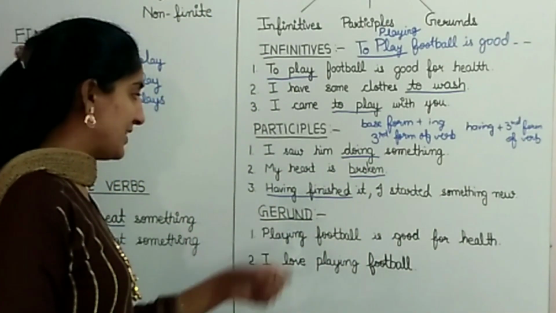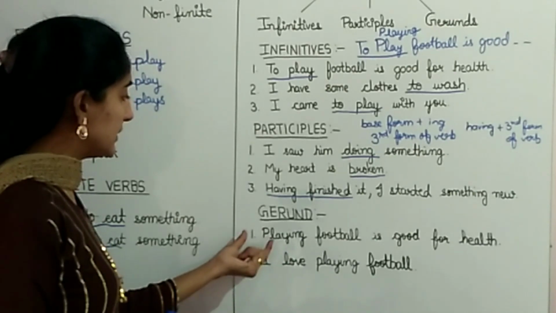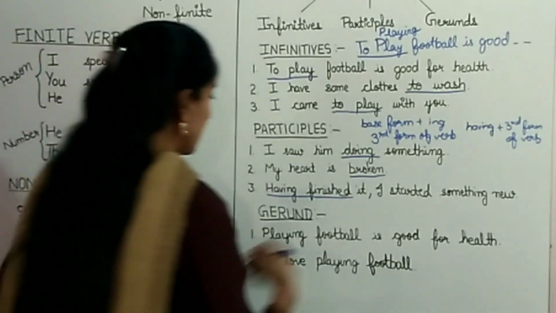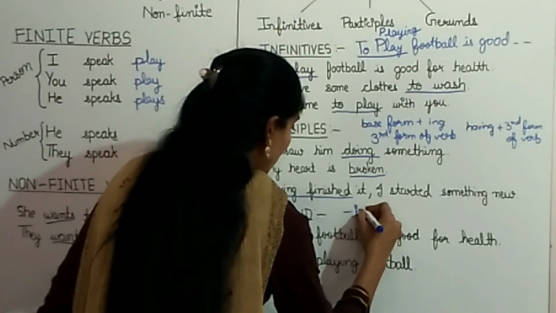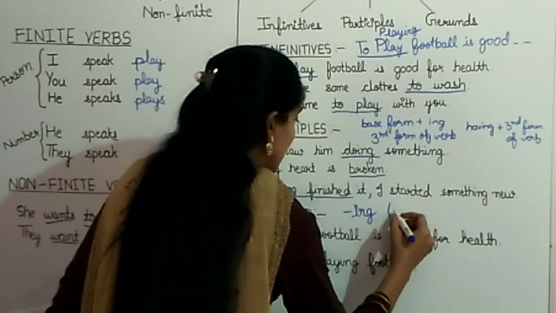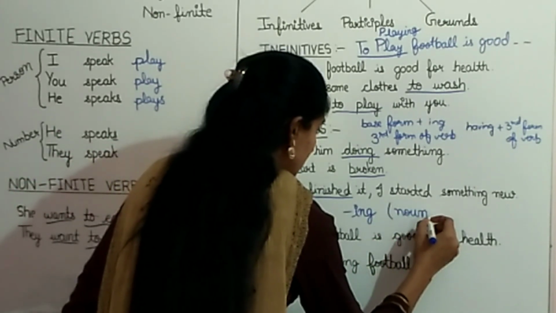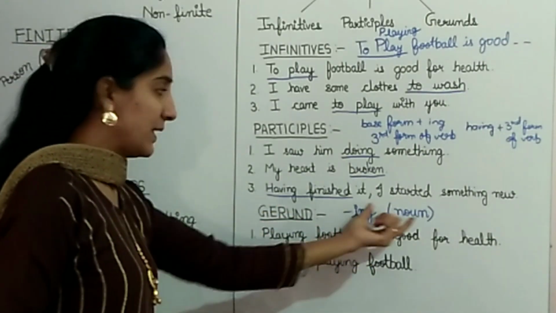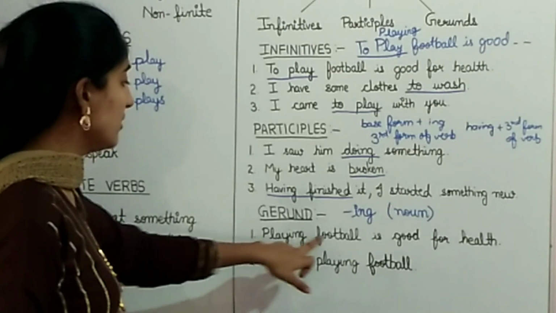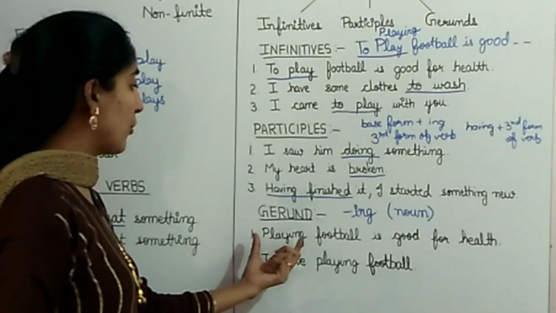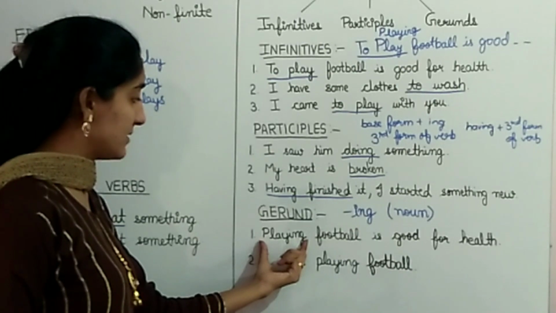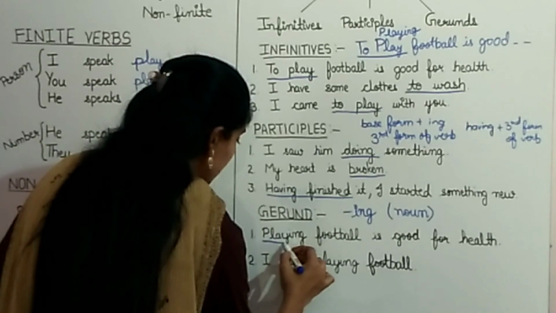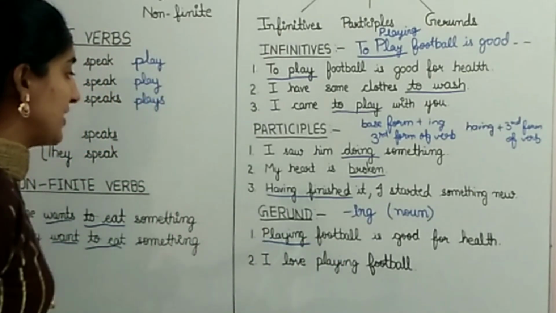Next one is gerund. Gerund means the ing form of a verb which is used as a noun. Gerund means ing form of verb working as a noun. Now here, playing football is good for health. Playing here works as a noun and this is the ing form of the verb. So playing here is a gerund.